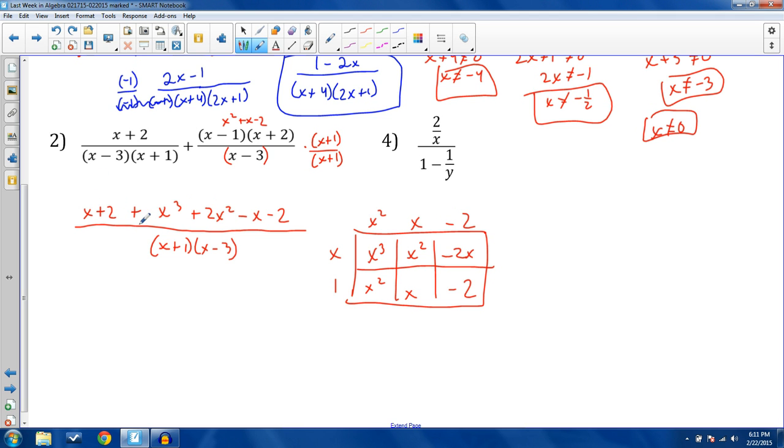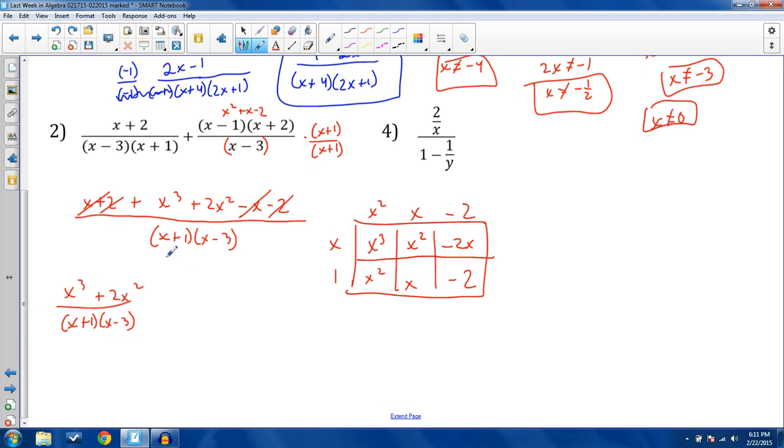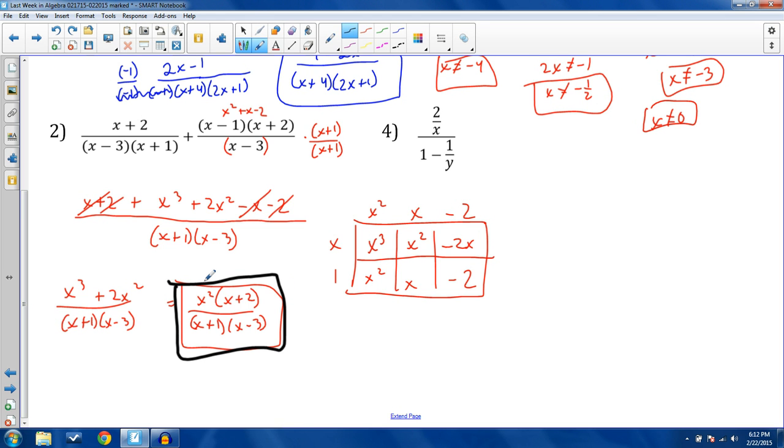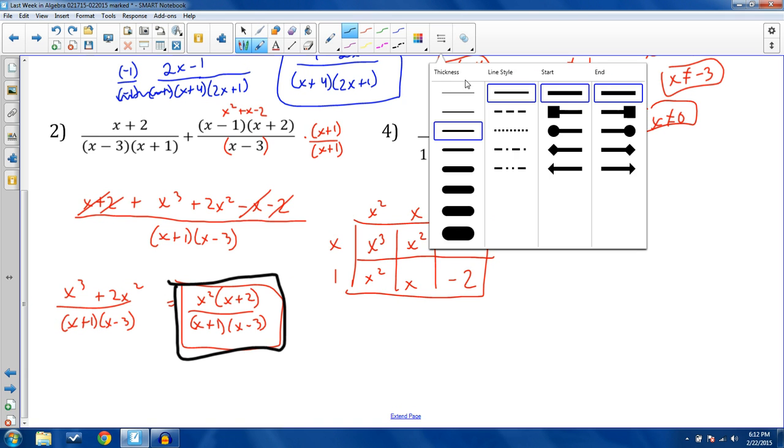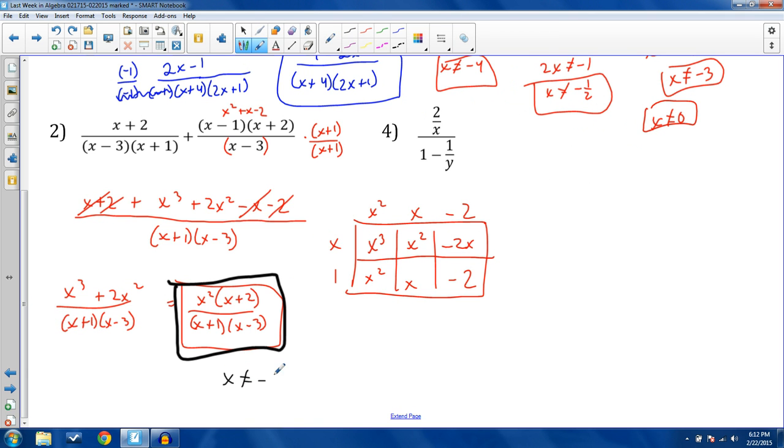Now I can combine like terms, and you'll get x cubed plus 2x squared. Looks like the x's cancel out there. Looks like the 2's cancel out there. And it's all over x plus 1 times x minus 3. We would be done, but there's a common multiple on top of x squared. So that's x squared, and x plus 2 is still within there. This is all over x plus 1 times x minus 3. And that is the simplified form of that guy right there. Restrictions, nothing canceled out, but restrictions, you cannot divide by 0, so x cannot equal negative 1 or 3.